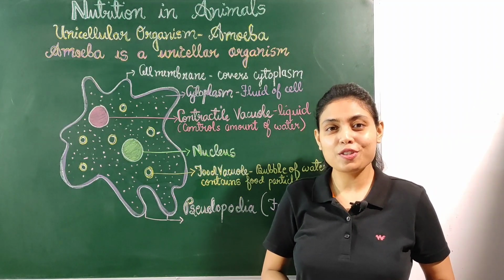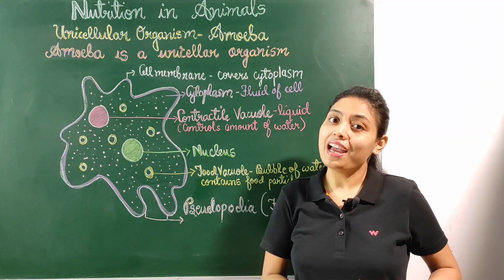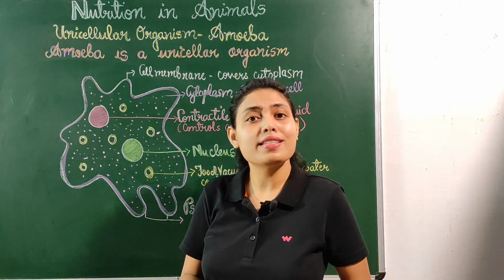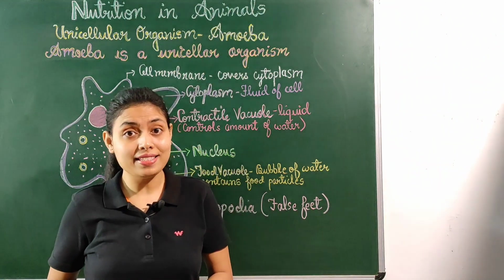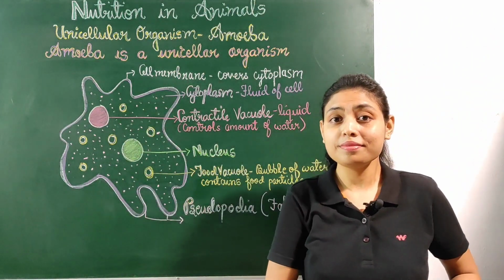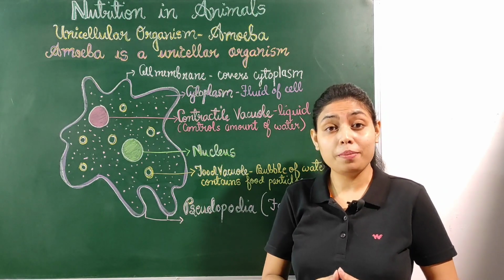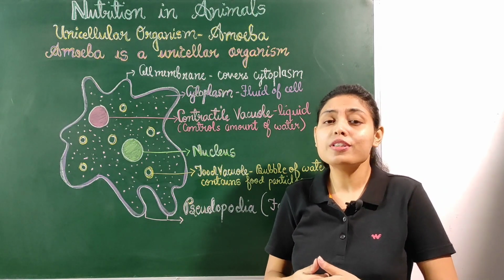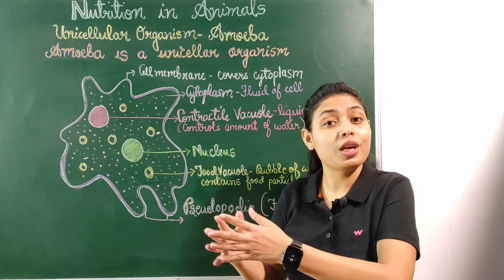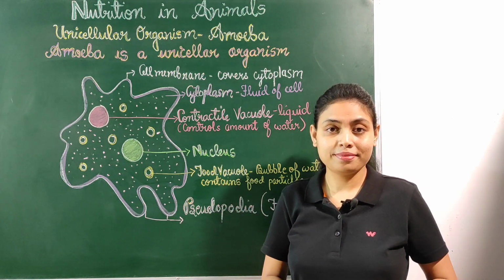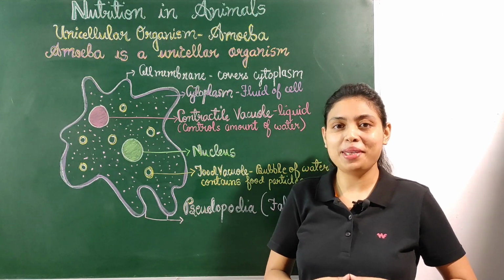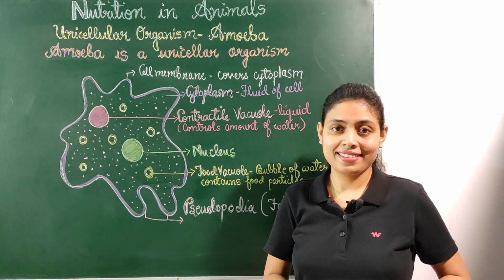Children, our next topic is feeding and digestion in amoeba. What is amoeba? Amoeba is a unicellular organism and is made up of a single cell. The unique feature about amoeba is that it doesn't have a fixed body shape. It keeps on changing the shape of its body. Interesting?